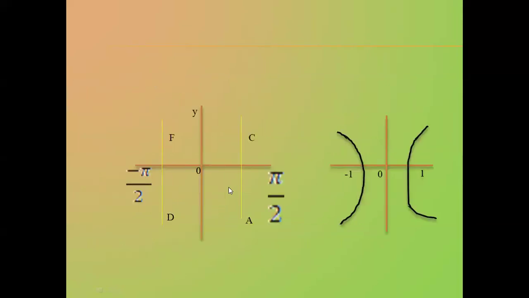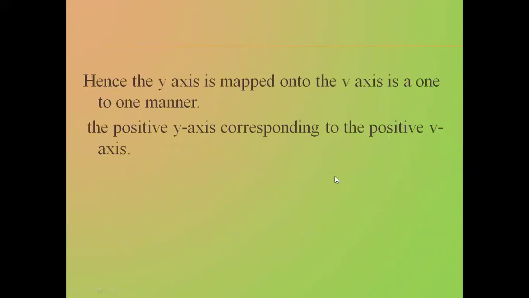So this is the diagram. First we see the 0 to pi by 2 image is this one. Next we see the 0 to minus pi by 2 image. So for this one, we have the foci value plus or minus 1. So minus 1 to plus 1 is our range. So this is the hyperbola range.